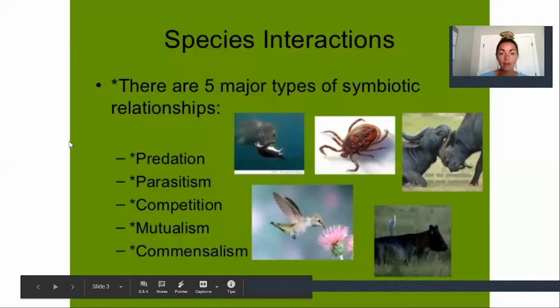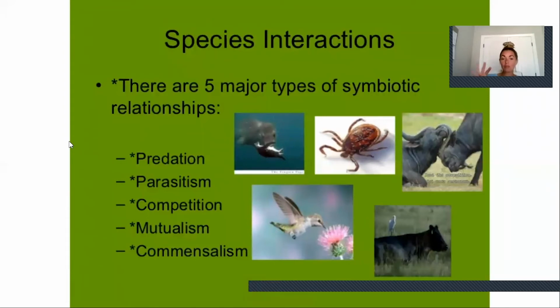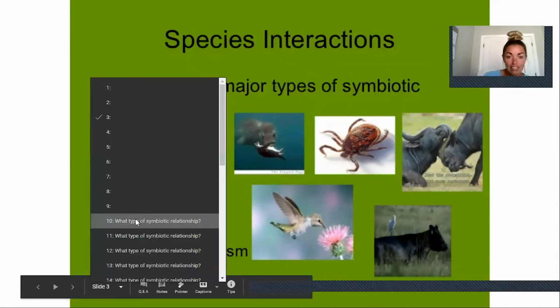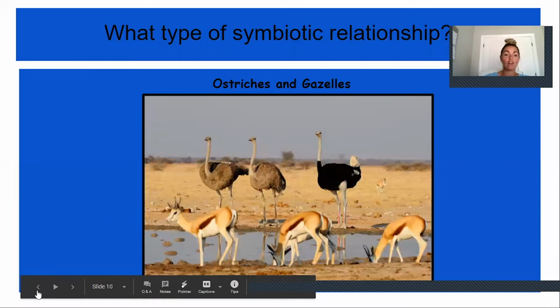Yep, perfect. Okay, predation, parasitism, competition, mutualism, commensalism. So of those 5, you are going to write down which of the animals I'm going to show you fits in any of these words. Predation, parasitism, competition, mutualism, commensalism. Okay? All right, back to slide 10. We have, oh my goodness. There we go. I'm not going to click ahead.